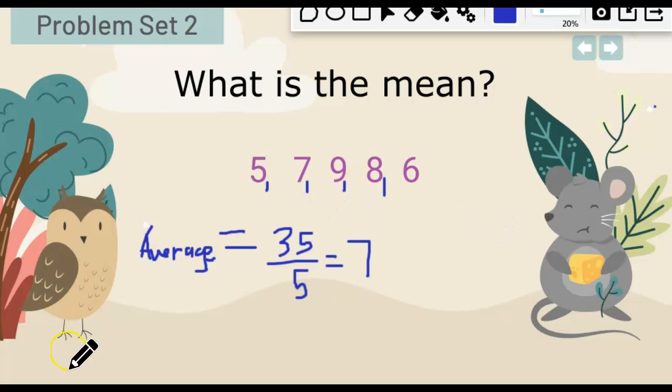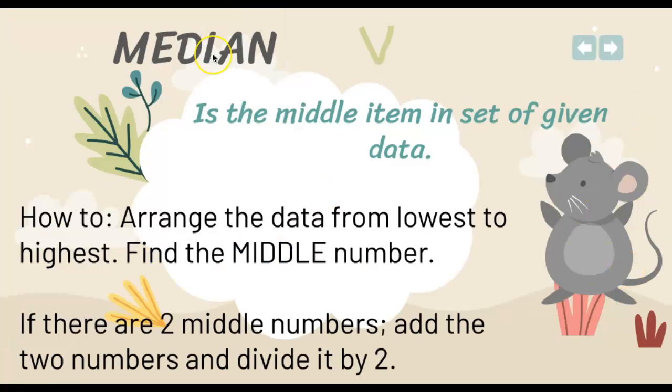Okay, all right. The next one, median. It is the middle item in a set of data, but you have to arrange the data first from lowest to the highest, then find the middle number. And if there are 2 middle numbers, then add the 2 numbers and divide by 2. So we'll see an example to understand the rules in finding the median.